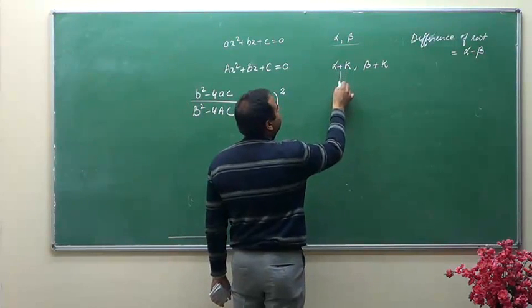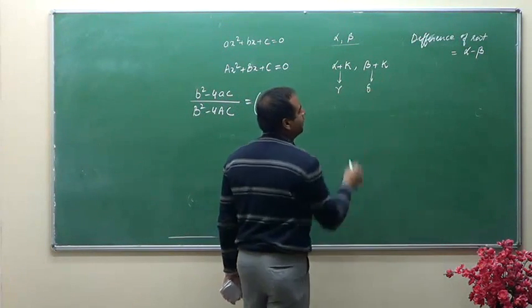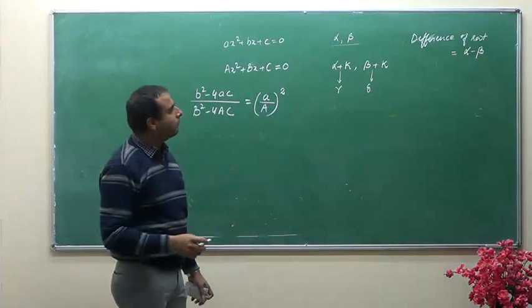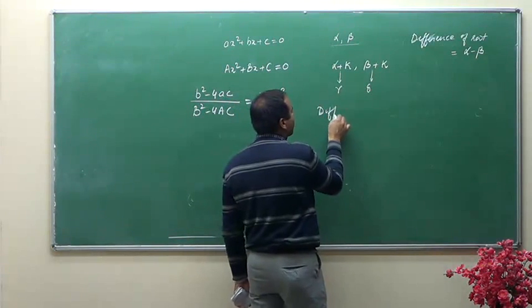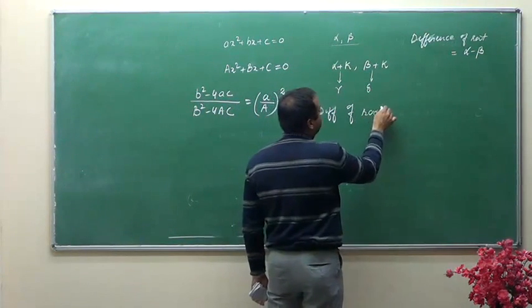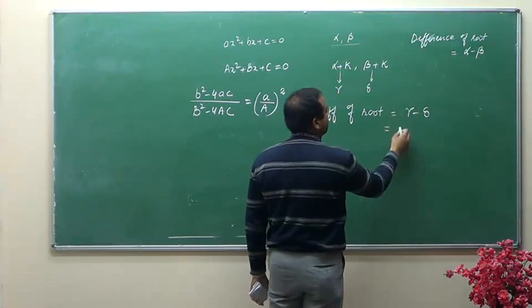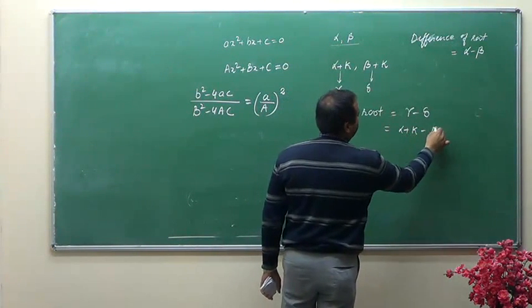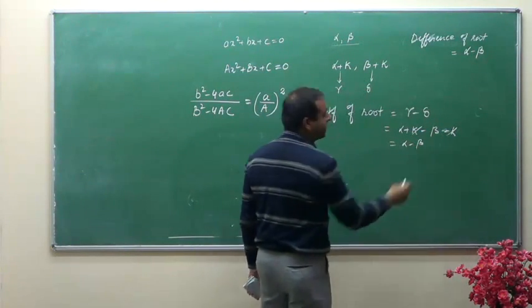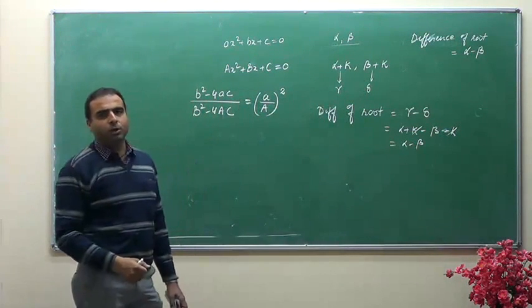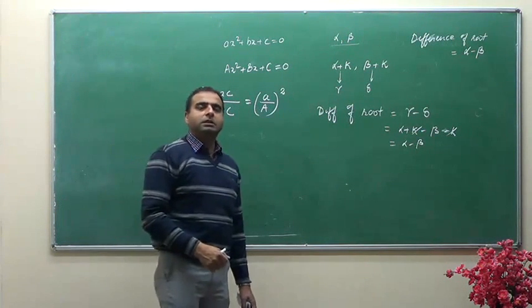For a while, we will assume alpha plus k is equal to gamma and beta plus k is equal to delta. And what is the difference of roots in this case? The difference of roots is gamma minus delta, so it is alpha plus k minus beta minus k. So what is the common thing in these two equations? The common thing is their difference of roots are the same.